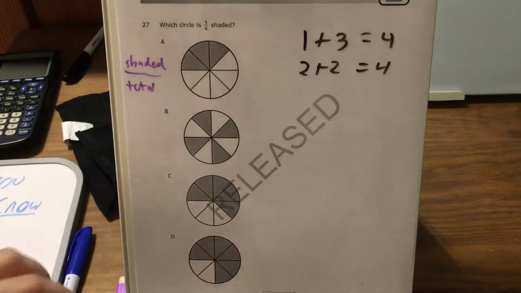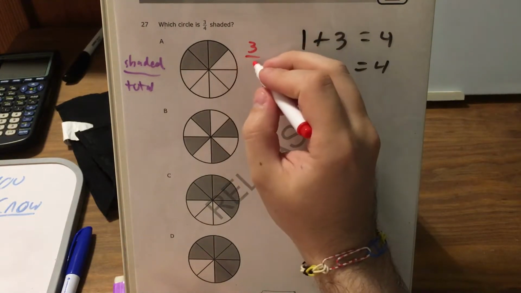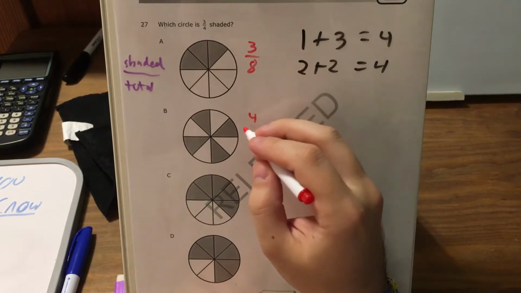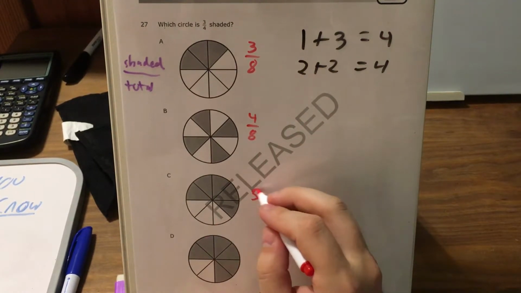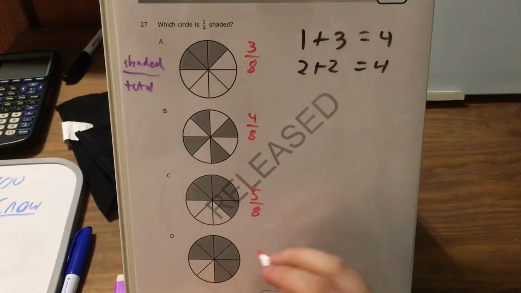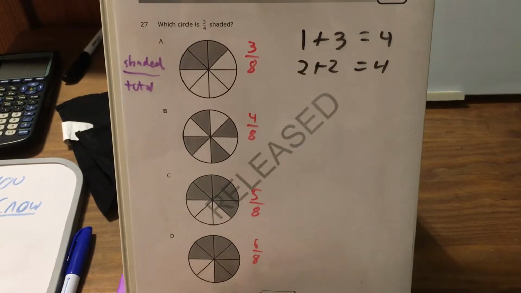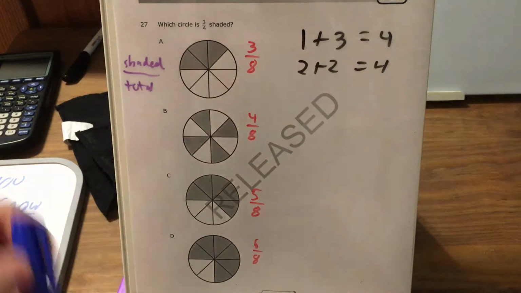So for choice A, I've got 3 shaded pieces out of a total of 8. For choice B, I have 4 shaded pieces still out of 8 total. For choice C, now 5 out of 8 are shaded, and for choice D, that's going to be 6 out of 8.